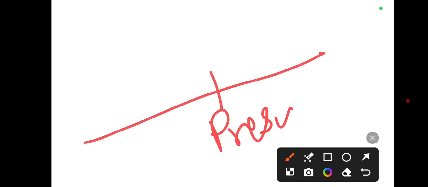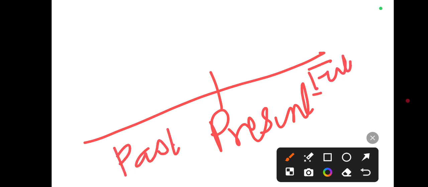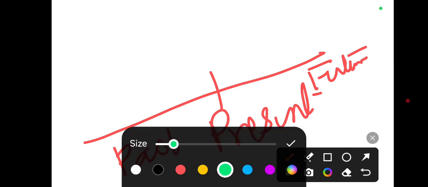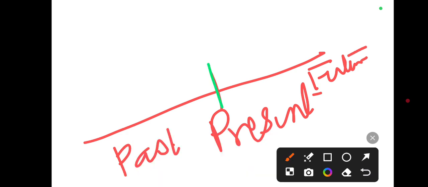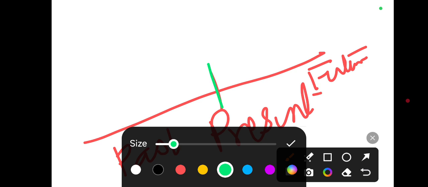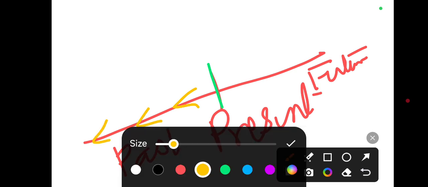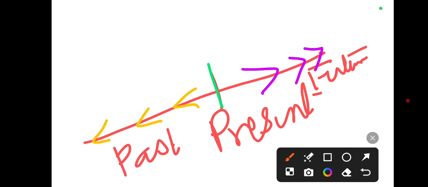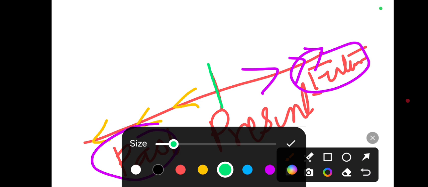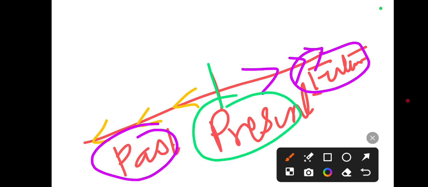First of all, you should know that there are three forms of time. That's present, past, and future. Right? This is present. And this is past. And this is future. This is past, and this is present.